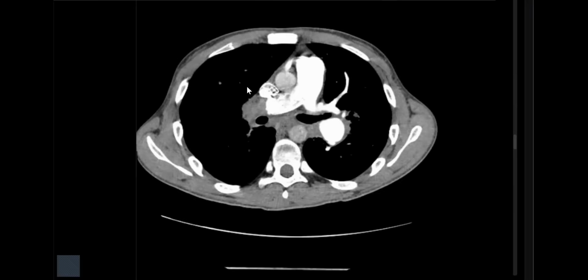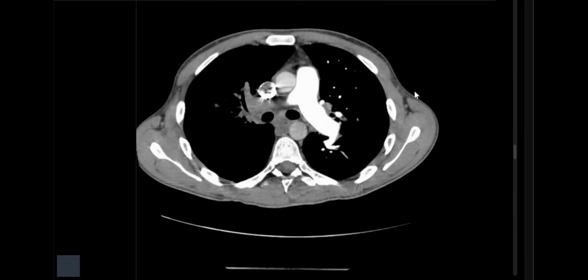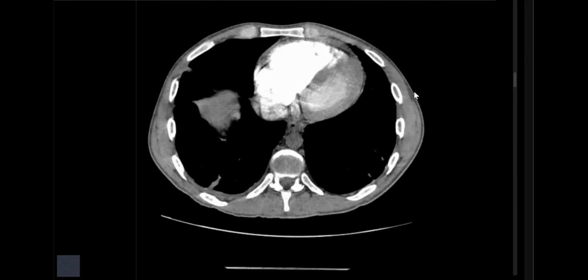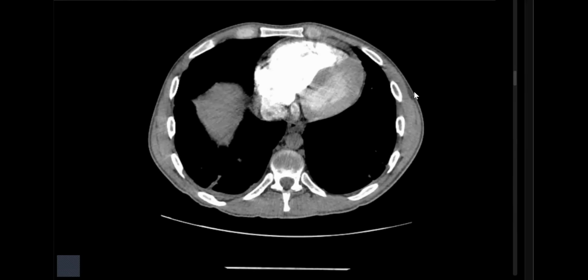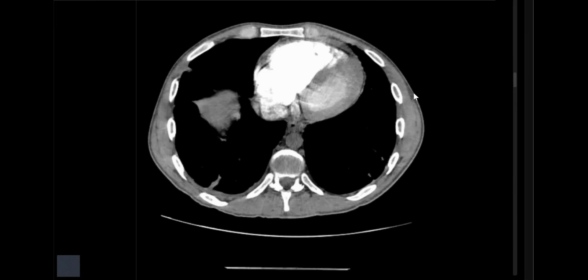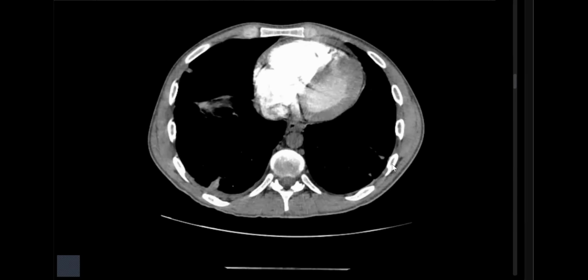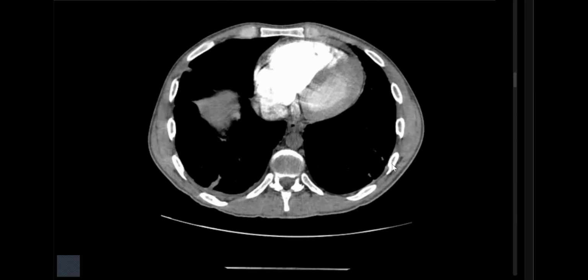Also, in my routine practice, I want to see if there is any right-sided heart strain. Till now, no, there is no right-sided heart strain, because I can see that the interventricular septum is not bowing toward the right side. It is in the midline, so most likely there is no strain.